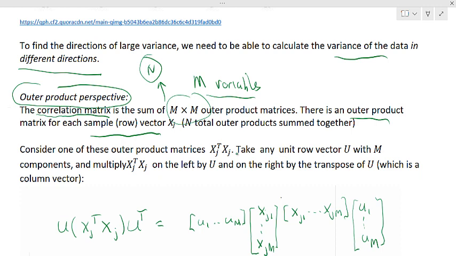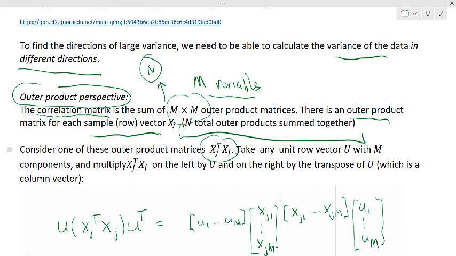Sometimes this is called a feature vector. Okay. So we have n total outer products summed together. Let's see what happens with each one of these outer products. So just take one. Take a sample one. Okay. Take any unit row vector.